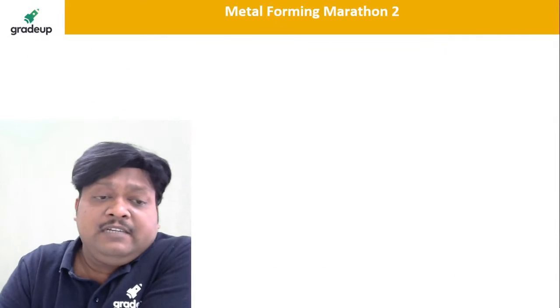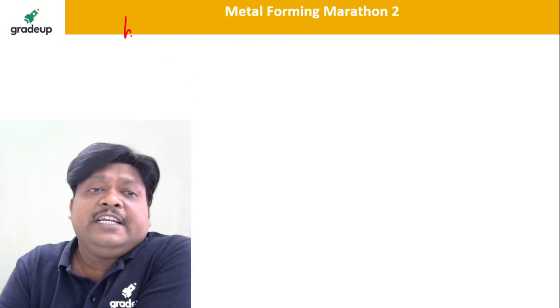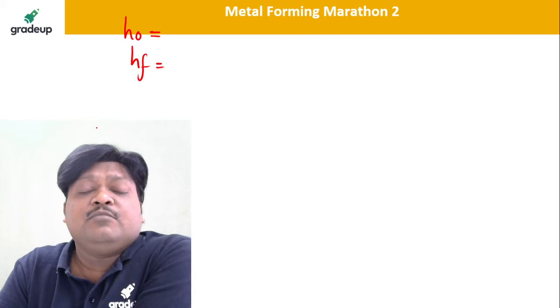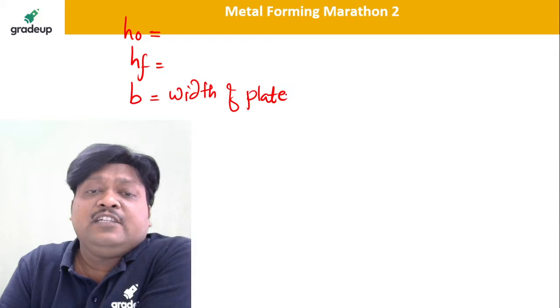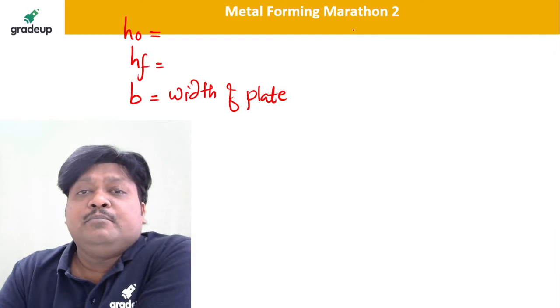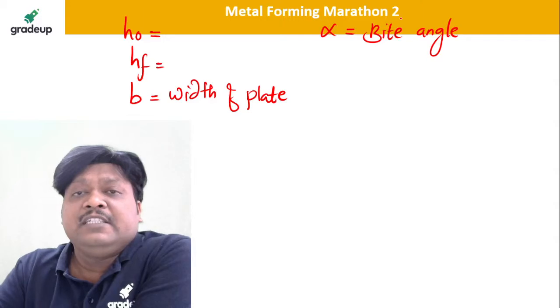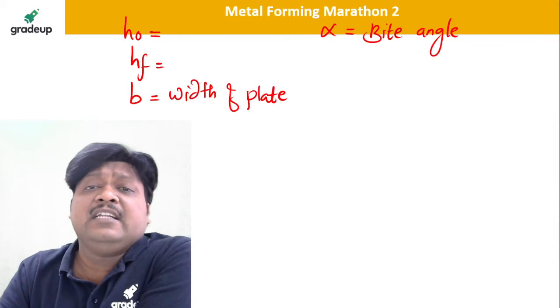Now see, yesterday we already discussed the rolling process. Which are the formulas we have written? H original is the initial thickness of the plate. H final is the final thickness of the plate. B is the width of the plate. Then dear students, alpha is the bite angle, the angle of deformation. With the center of the roller, the angle subtended by the deformation zone up to the center of the roller is the bite angle alpha.